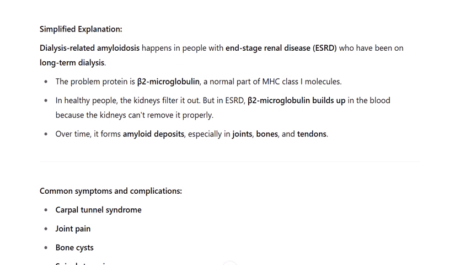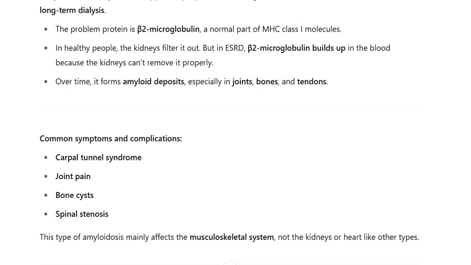Common symptoms and complications: carpal tunnel syndrome, joint pain, bone cysts, spinal stenosis. This type of amyloidosis mainly affects the musculoskeletal system, not the kidneys or heart like other types.